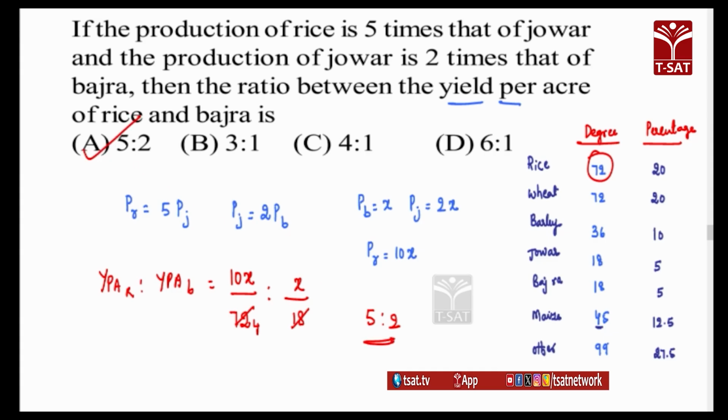So here yield per acre is not given anywhere in the graph. So that is again common sense. Yield means the output, per acre means the land used. So production by land used is the formula for yield per acre. So these kinds of unknown formulas they'll also give you in the exam, but all you have to do is think with common sense about the formula.